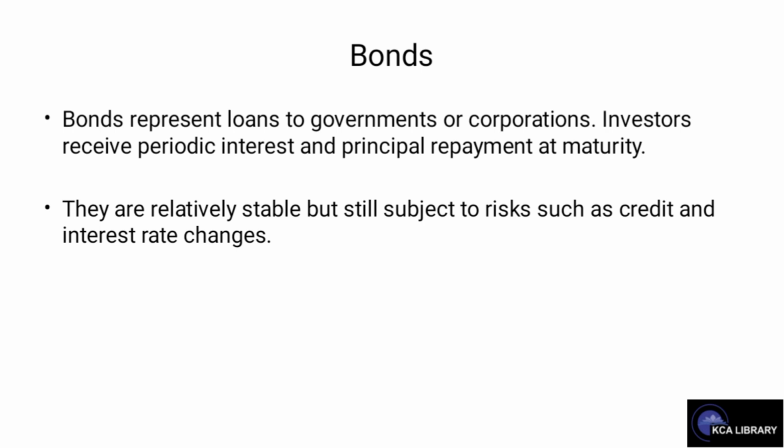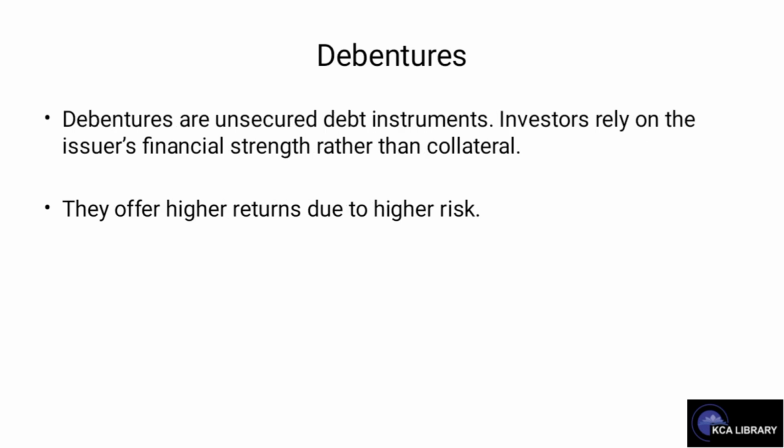Bonds represent loans to governments or corporations. Investors receive periodic interest and principal, that is the money invested, repaid at maturity. They are relatively stable but still subject to risks such as credit risk and interest rate changes. What about debentures? Debentures are unsecured debt instruments.